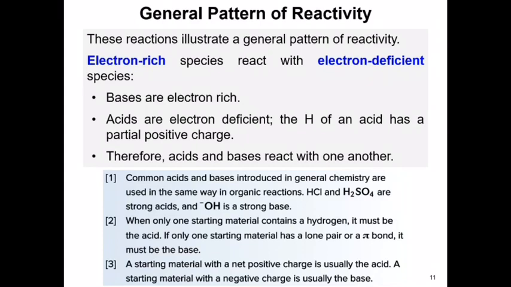When you only have one starting material, a reactant, containing a hydrogen atom, it must be the acid. And if only one starting material has a lone pair or a pi bond, then it must be the base. Because, again, a base is electron rich and they contain lone pairs and pi bonds, double bond or triple bond. And the third one here, a starting material with a net positive charge is usually the electron deficient acid, whereas a starting material with a negative charge is usually the electron rich base.